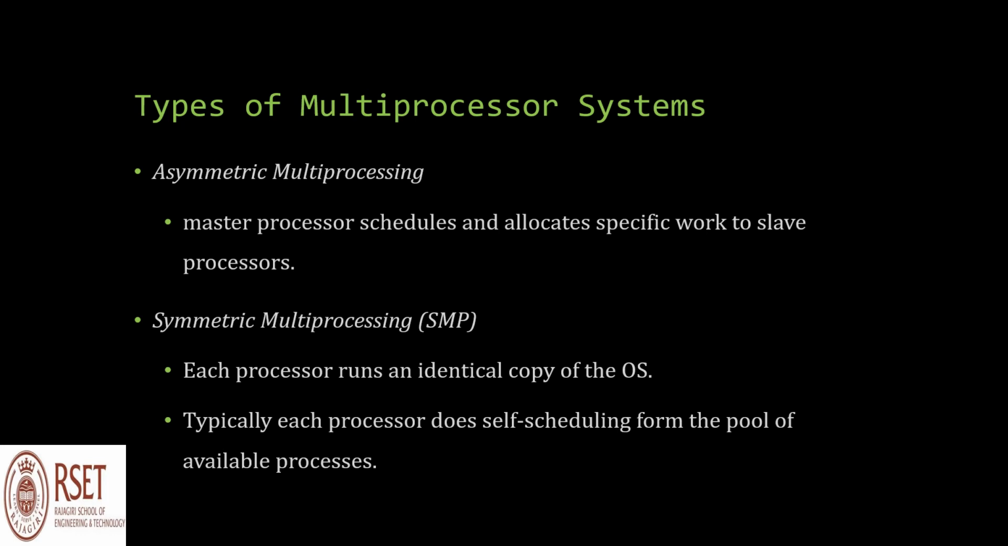Whereas in symmetric multiprocessing, each processor will be running an identical copy of the operating system. Typically, each processor does self-scheduling from the pool of available processors. Now, most modern operating systems support SMP, or symmetric multiprocessing.